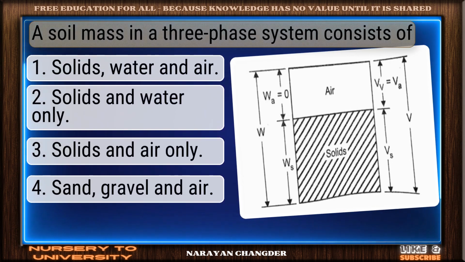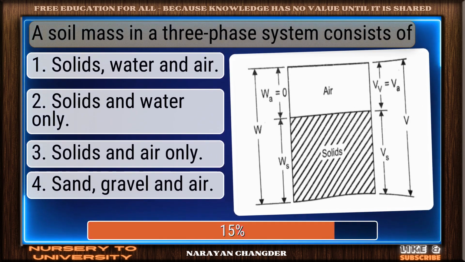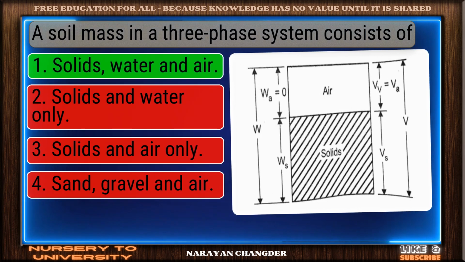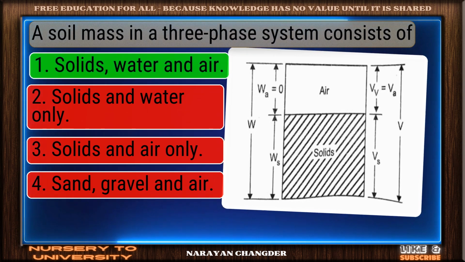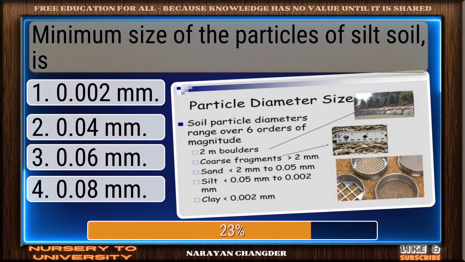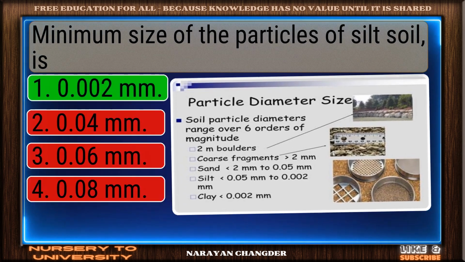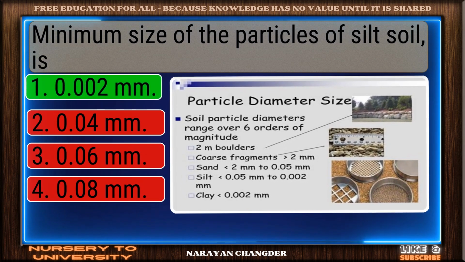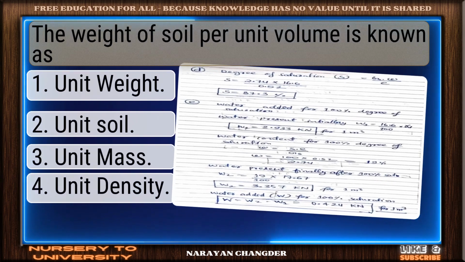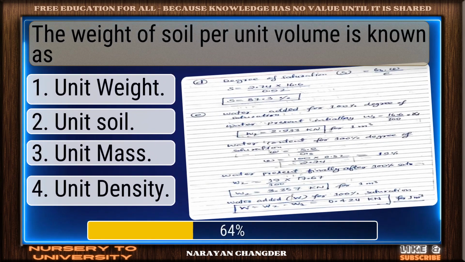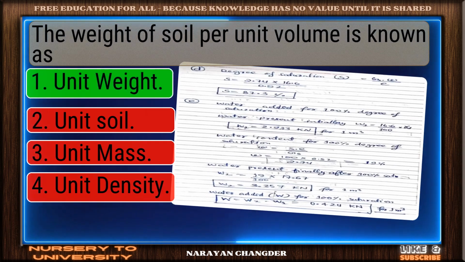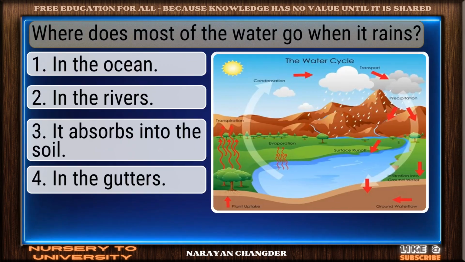A soil mass in a three-phase system consists of. Good job. Your answer solids, water and air works well here. Minimum size of the particles of silt soil is. Smart pick. Zero point zero zero two millimeter is the correct choice. The weight of soil per unit volume is known as. Correct response. Unit weight is the most accurate answer.